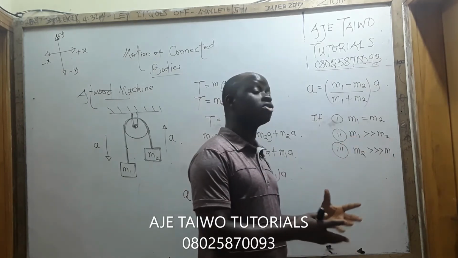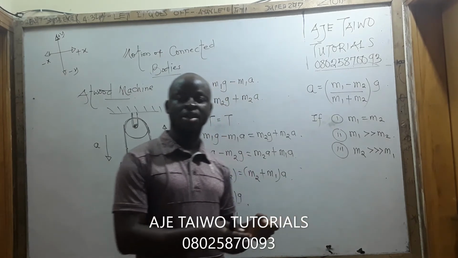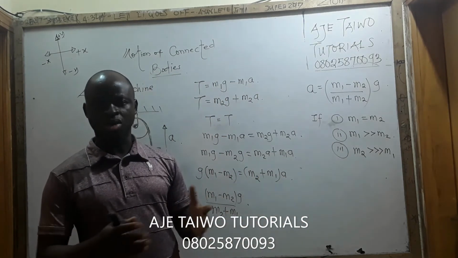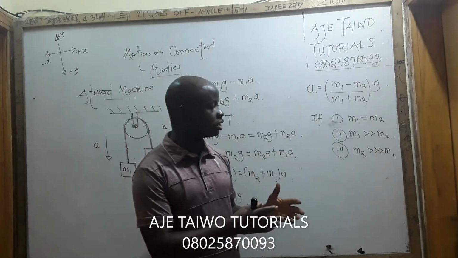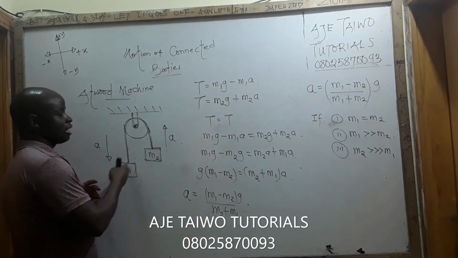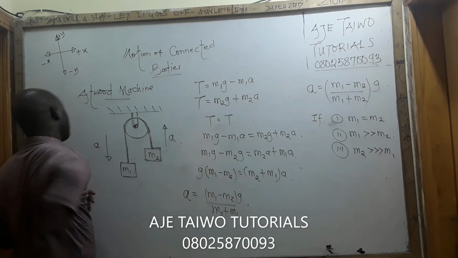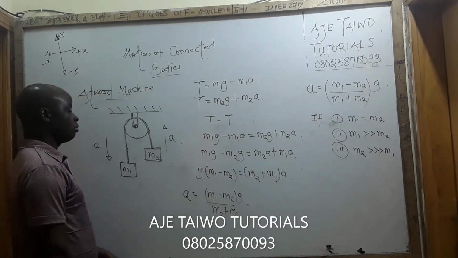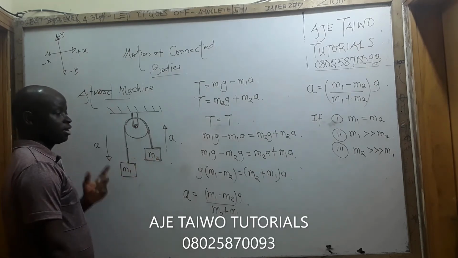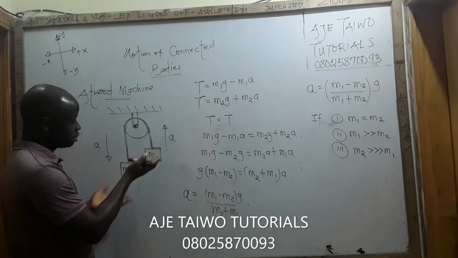That means M1 is so great, like 1 kilogram and 1,000 kilograms, that's 1 ton. If you hang a 1 kilogram body here and a 1,000 kilogram body here, you should know that it will come down straight. It will just go down because this is too heavy for this. But if you add 2 kilograms and 3 kilograms, they will balance a bit.